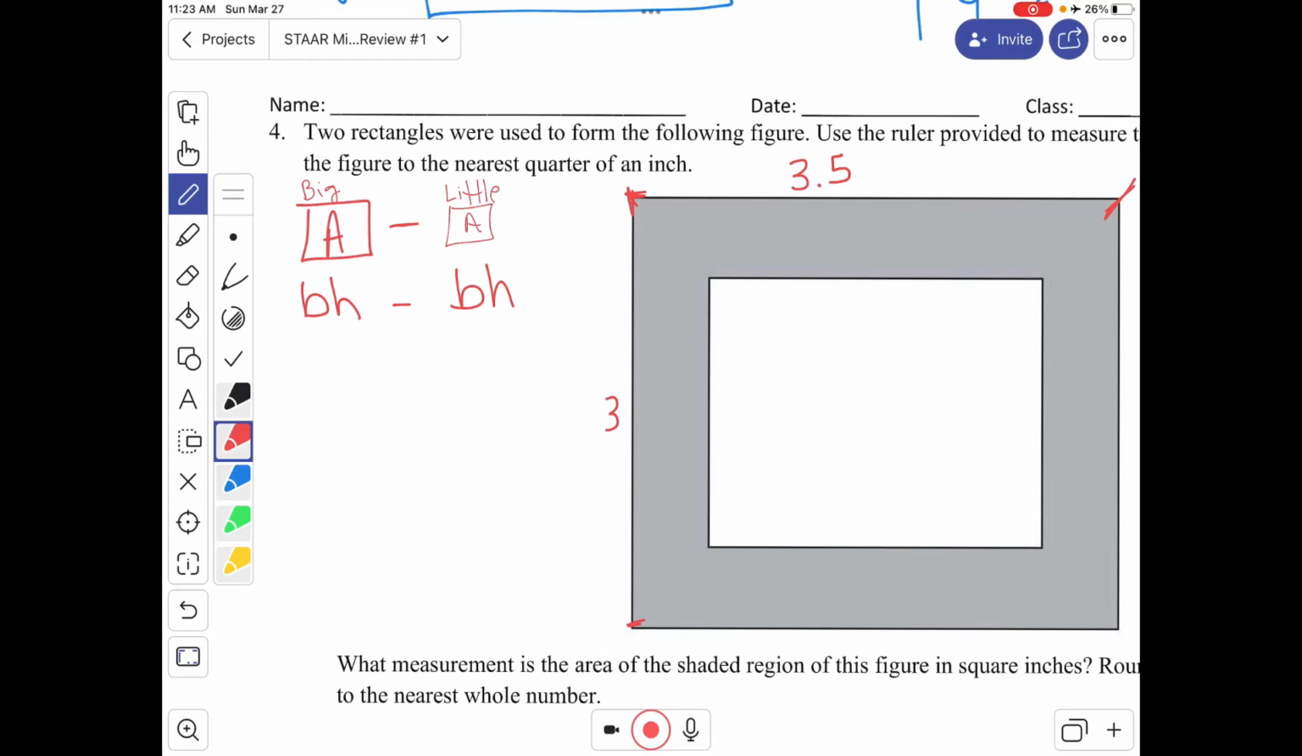Then I need to find the little one. But let's go ahead and mark the big one down. That was going to be 3 times 3.5. Then we measure and find the little one. So if I measure from here to here, I'm going to get 2.5. And then from here to here is 1 3/4, which is 1.75. So for the little rectangle, I'm multiplying 2.5 times 1.75.